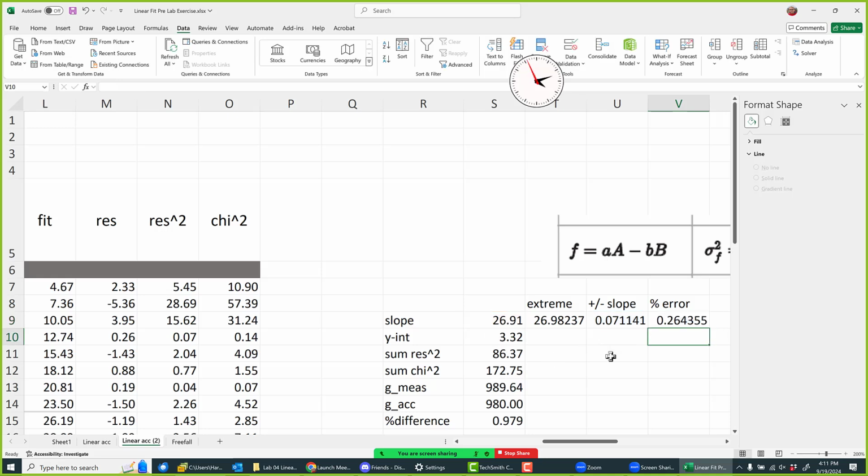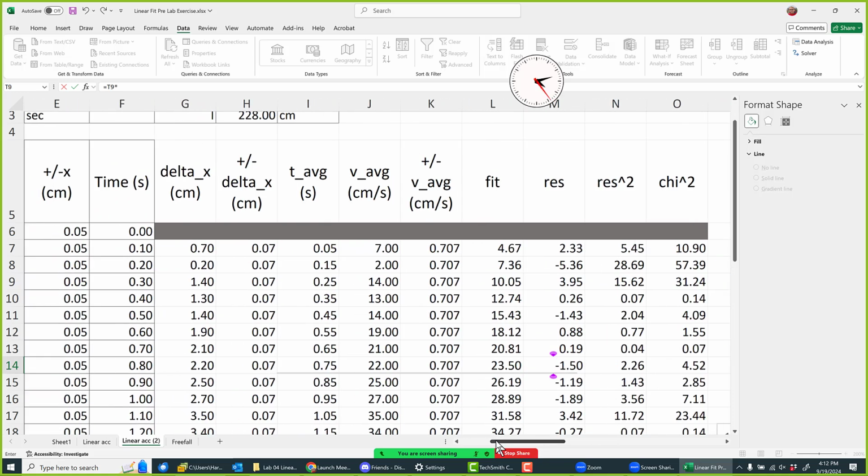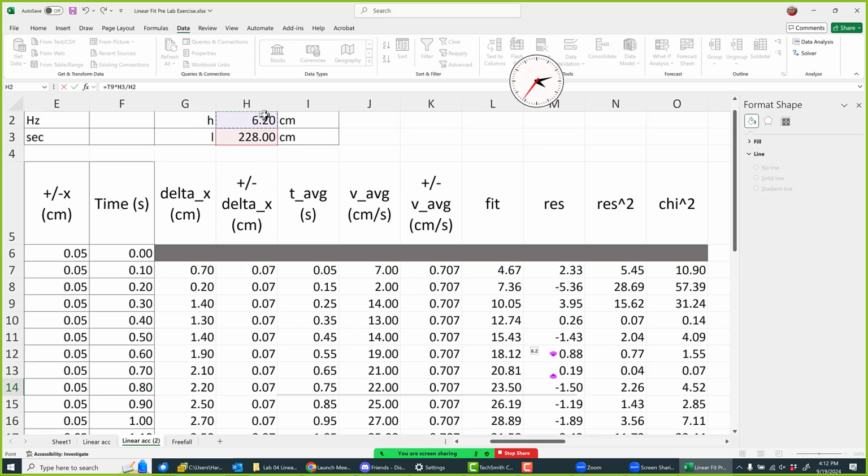So 0.26. This is artificial data, so don't expect your number to be this good. And, well, I guess I didn't need to do that, but okay. So that means this is equal to this, and it's times, I want to convert this to scale it up. So the L divided by the H, enter.